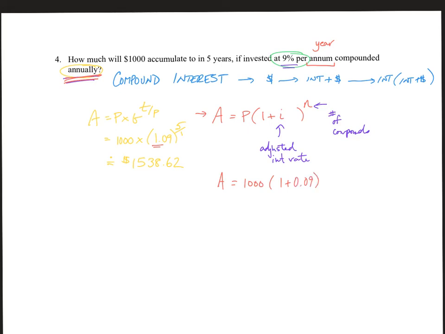Now, how many compounds are going to take place? Well, 5 years are going by, and it's compounded annually, once per year. And so my total number of compounds would be 5. And you notice you could go through and just push buttons and we'll get down to that same thing.